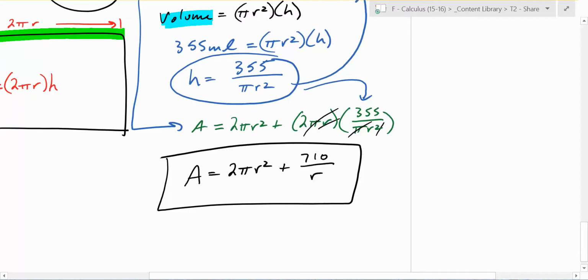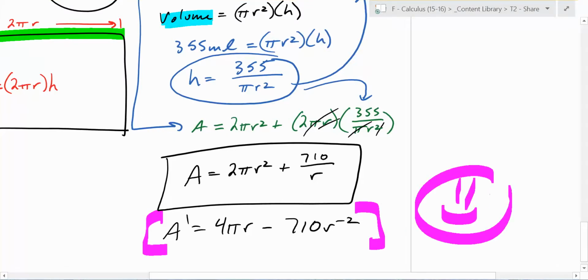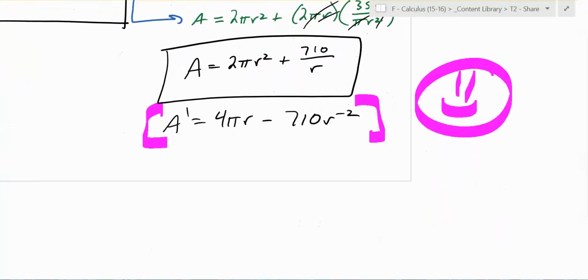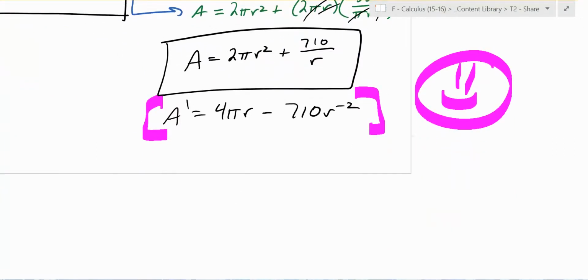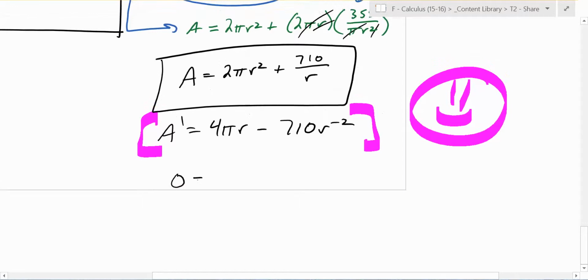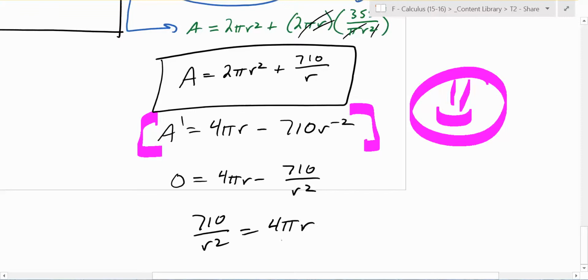What would we theoretically do next on this? Take the derivative. Very happy. So what do we do with that now? We have the derivative. What do we do with it now? So 0 equals 4 pi r minus 710 over r squared. I'm just writing it like that. So 710 over r squared is equal to 4 pi r. What should we do with that now?